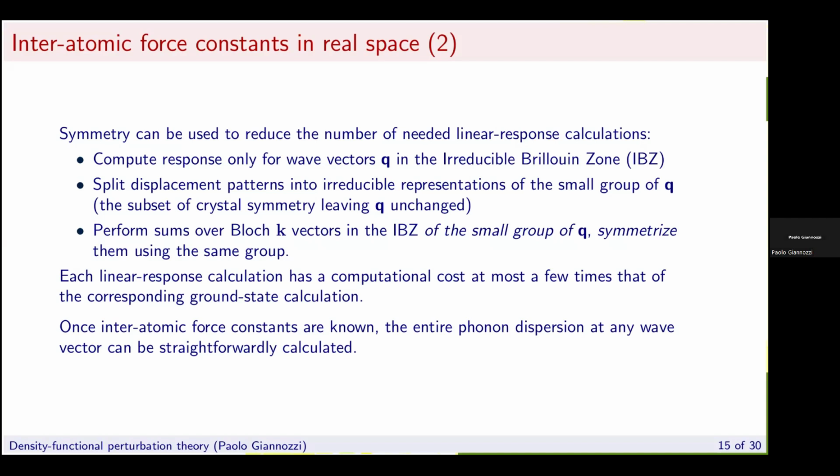Now, once we have our force constants for the wave vectors in the irreducible Brillouin zone, then we can apply symmetry again and obtain the entire force constants for wave vectors in the entire Brillouin zone.